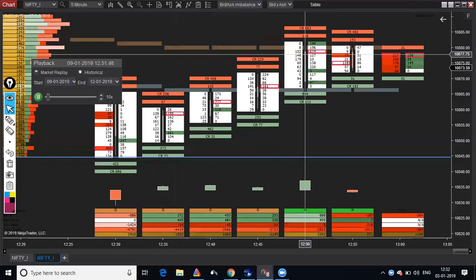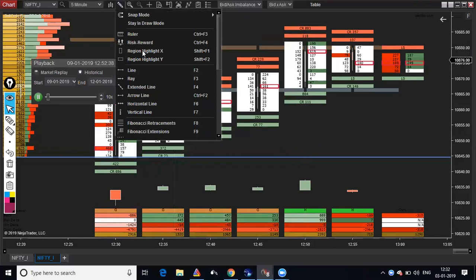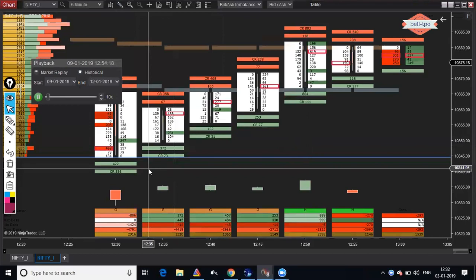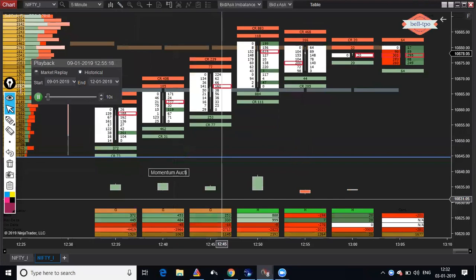At times, these momentum auction reversals could be a day's low also. Not necessarily every day, but at times it could be the day's low also. So I'll call this a momentum auction reversal. It's one of the key signature trading patterns, the momentum auction reversal zone.